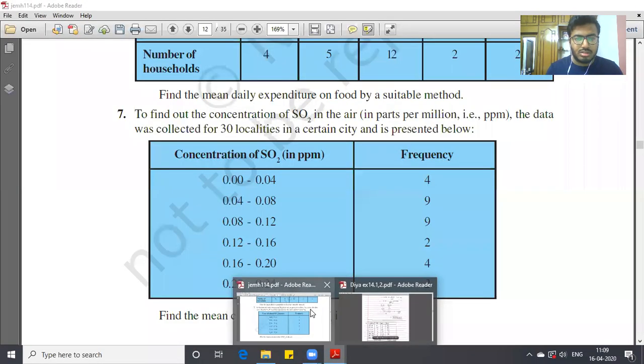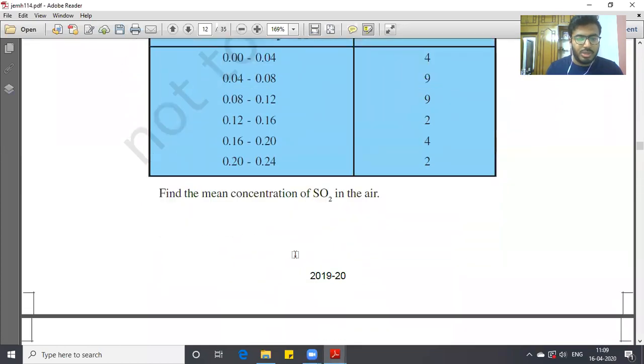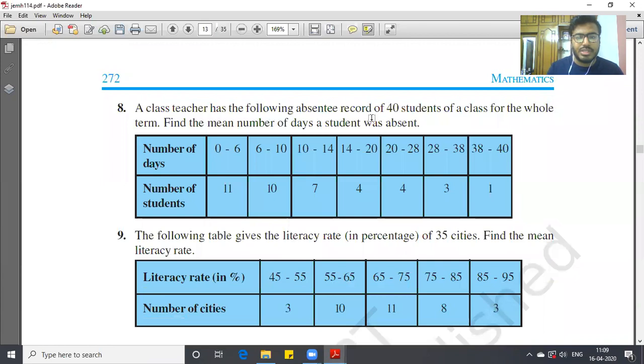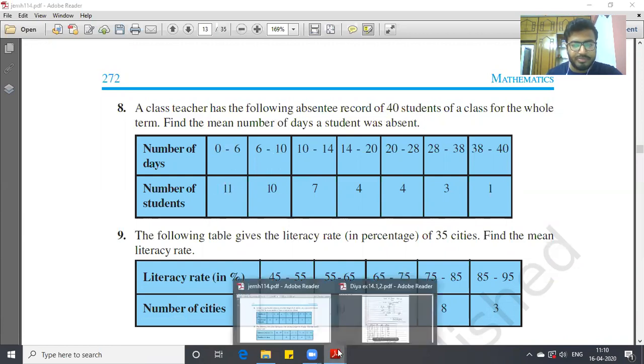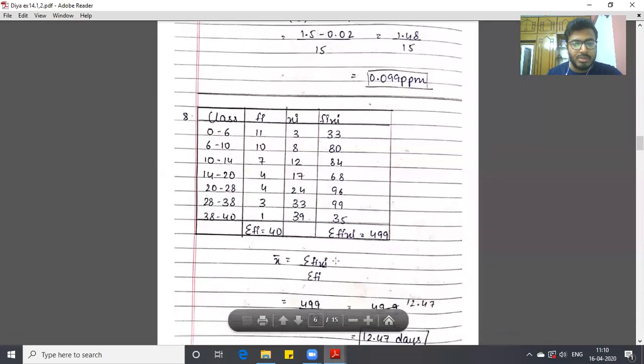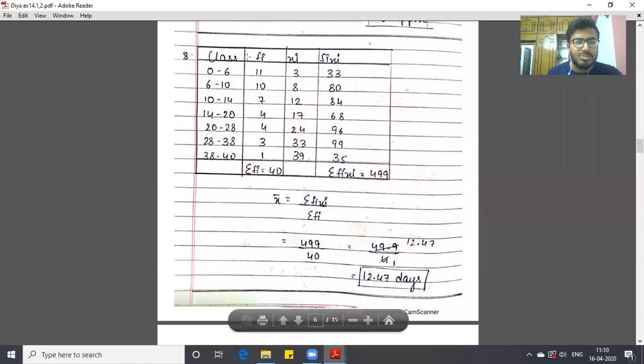Now the next question, the eighth one. A class teacher has the following absentee record of 40 students of a class for the whole term. Find the mean number of days a student was absent. So the mean number of days students were absent out of the 40 students. The number of days is given, the number of students is also given. The same way, I think now all the questions are the same. You can do it in any method. Here the direct method has been done.